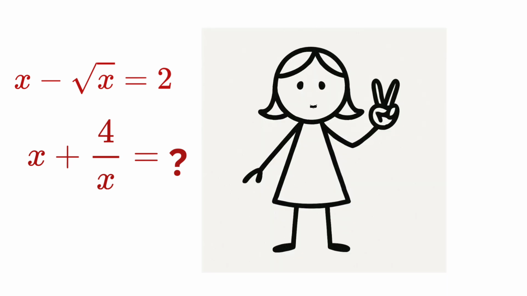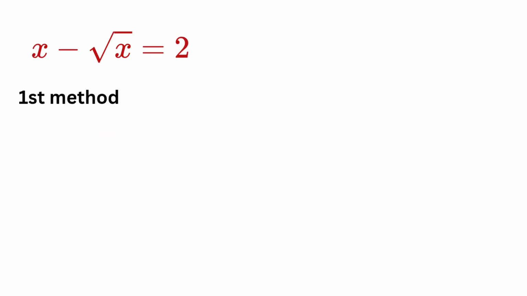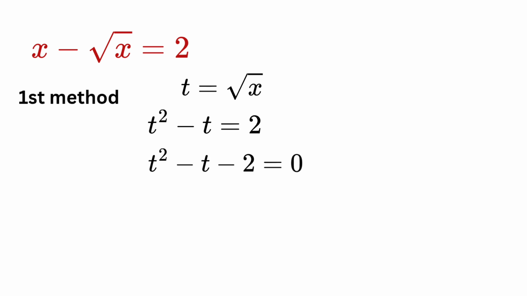We can do this problem in two different methods. This is a radical equation. We have to isolate the radical first. Let's first take t is equal to square root of x. So substitute t in the equation. t square minus t is equal to 2. Then we can write it as t square minus t minus 2 is equal to 0.